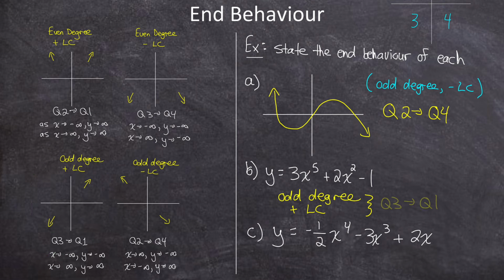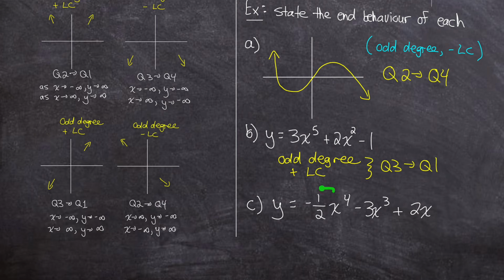finishes in quadrant 1. And then for part C, here's my highest degree term. Its degree is 4, which is an even degree. And the coefficient of that highest degree term, the leading coefficient, is negative 1/2. So the leading coefficient is negative.